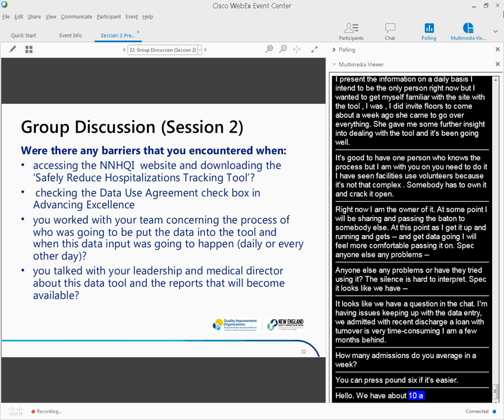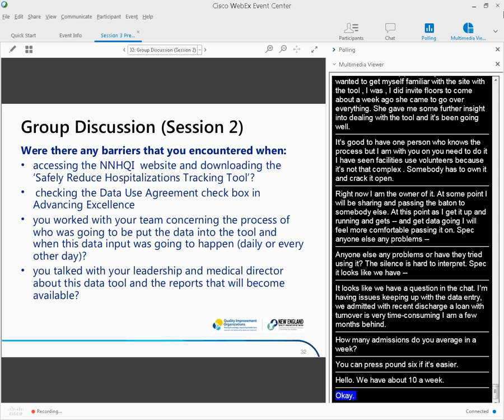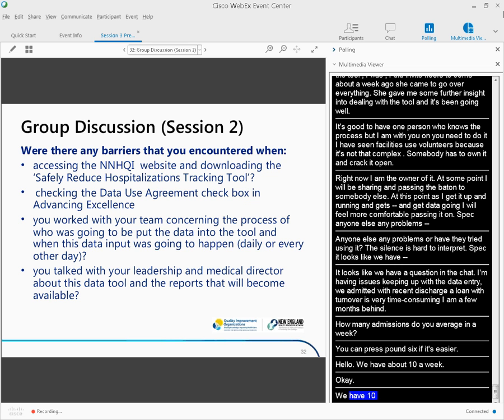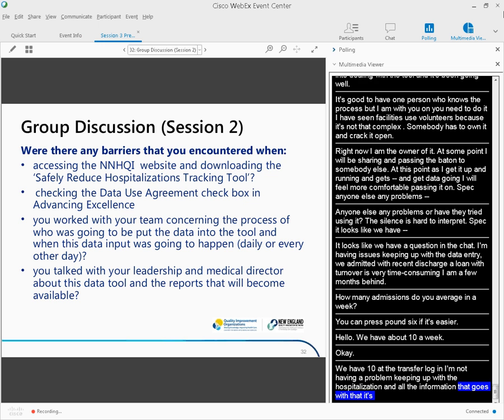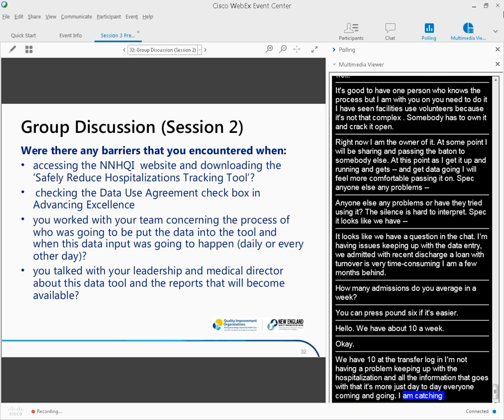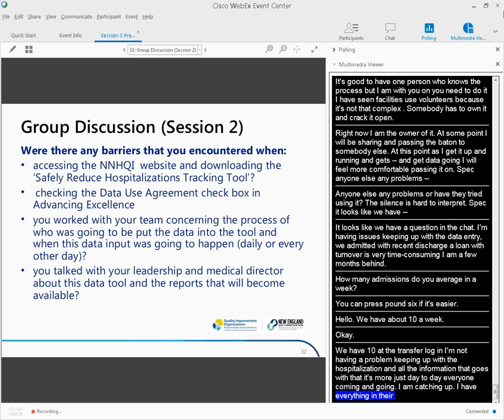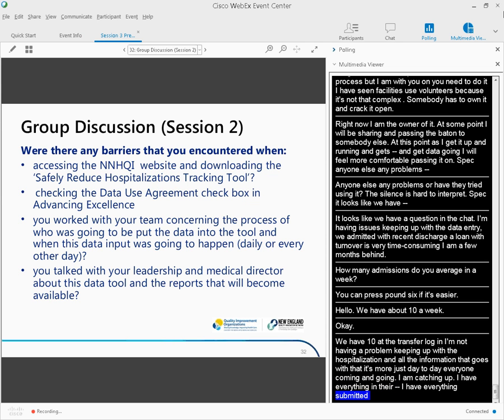And it's just, I mean, we have kind of the old paper acute care transfer log. I'm not having a problem keeping up with the hospitalizations and all the information that goes with that. It's more just the day to day, everyone coming and going. But I am catching up. I have everything in there. That data's just not accurate because I don't have the full population represented at this time. Sure. I have all the hospitalizations in there. It's just a matter of catching up with all the admissions for everyone.